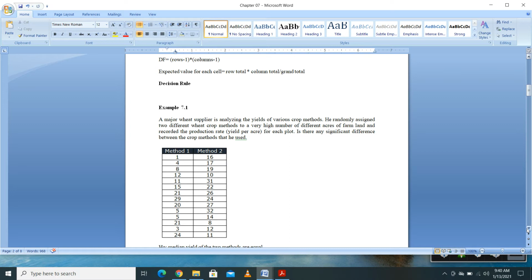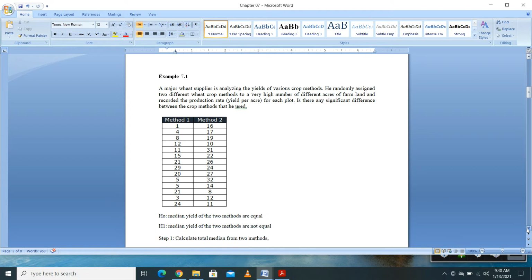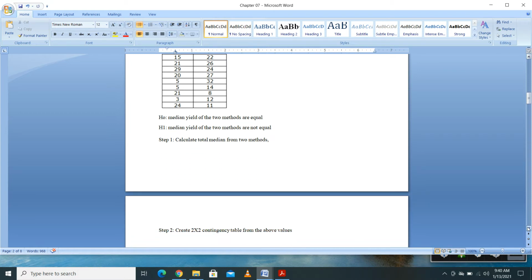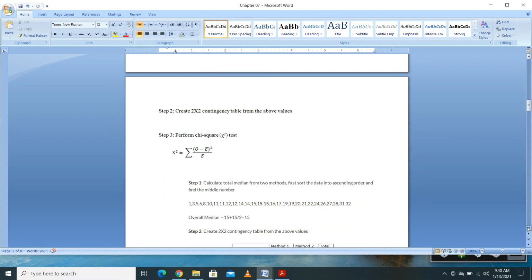The first task is to write down our hypothesis. Our intention is to find out whether there is any difference between these 2 methods. So you can write down the median yield of the 2 methods are equal as your null hypothesis, and the median yield of the 2 methods are not equal as your alternative hypothesis. Once you write this down, what you have to do is pool the data.